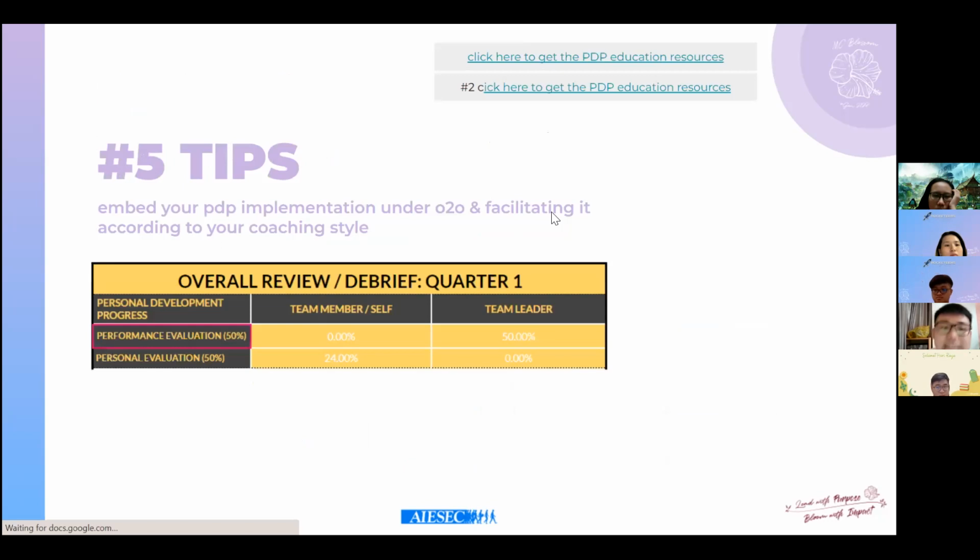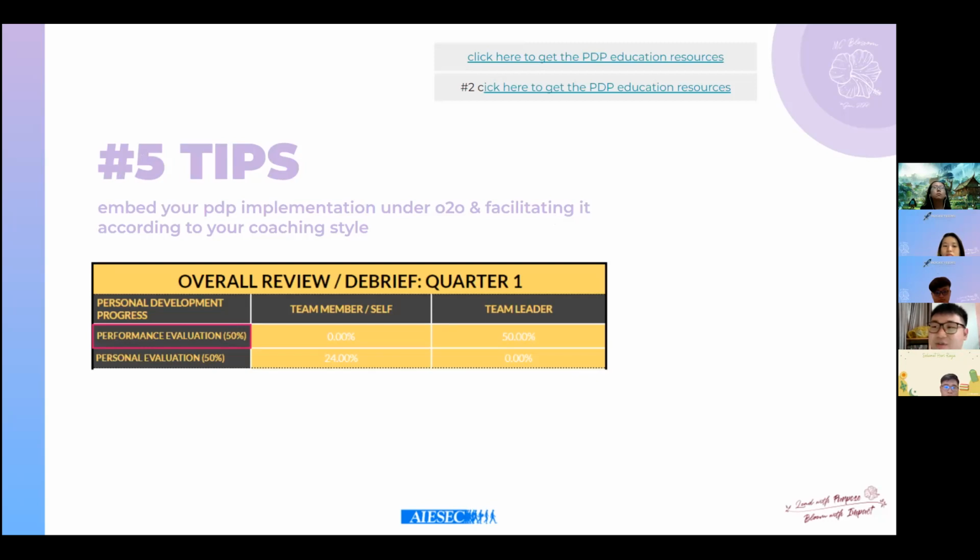And lastly, which is more on the PDP part, I also realized that a lot of people do O2O without implementing PDP. But let me tell you, it's easier for you to implement PDPs in O2O. So embed your PDP implementation under O2O, and you can also facilitate it according to your coaching style.